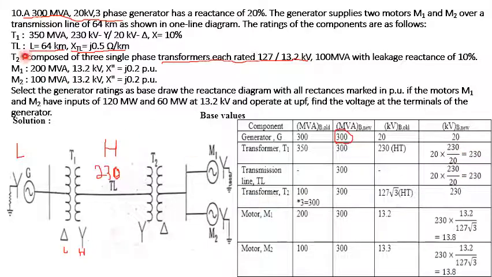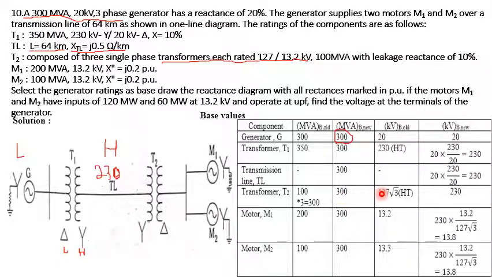Then coming to the transformer T2, we have to see here. It is composed of 3 single phase transformers, each with a rating of 100. So we have to multiply 100 into 3 for the power. We'll get 300. So the new value is anyhow 300.